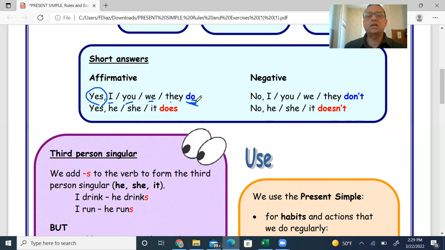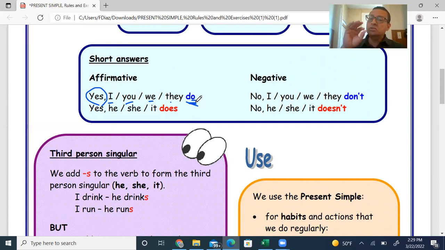So, you say yes, but then I can say I do, you do, we do, or they do. These are considered short answers. I don't have to repeat. For example, if you ask me, do you study English? Yes, I study English. I don't have to repeat. America is very practical and simple. Everything is simplified. Do you study English? Yes, I do. Do you study English? No, I don't. Do you understand?